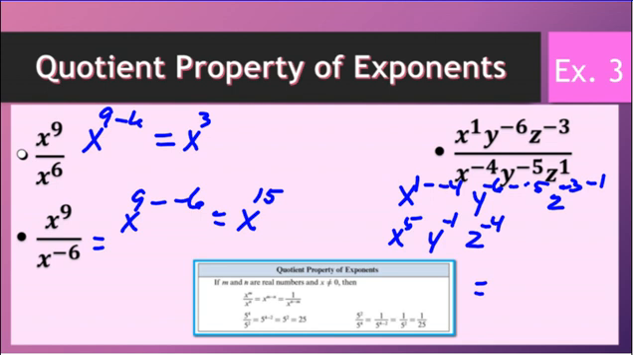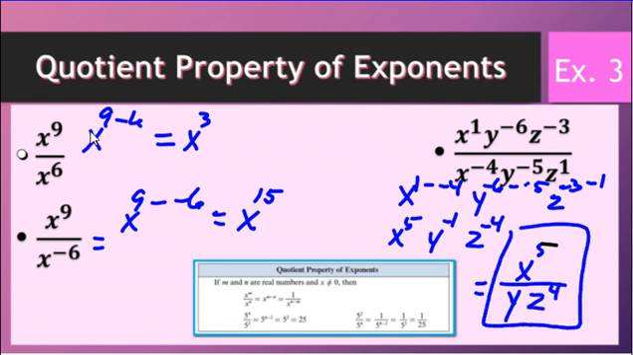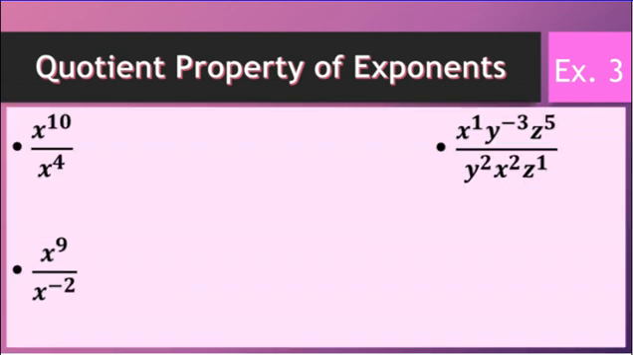To rewrite this, x to the 5th is on the top because it's still positive, y on the bottom because it was negative. I'm not going to put a 1 up there because you don't need to put an exponent of 1. And then you have z to the 4th. And so this would be our answer. Other ones, x to the 10th minus x to the 4th will give us x to the 6th. Next one, x to the 9th minus a negative 2 gives us x to the 11th.